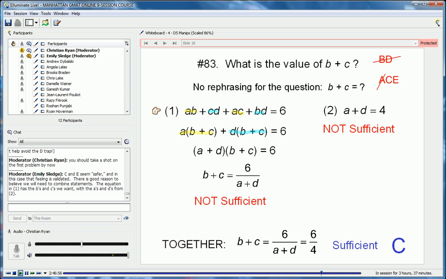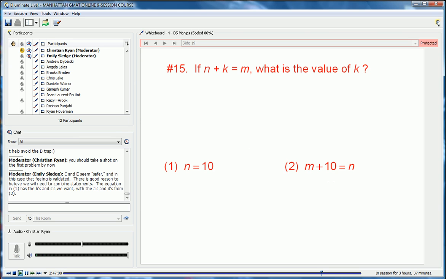But should you always go that way? I don't know. So instead, just learn the manipulations, actually do it out. And review this one if you need to.